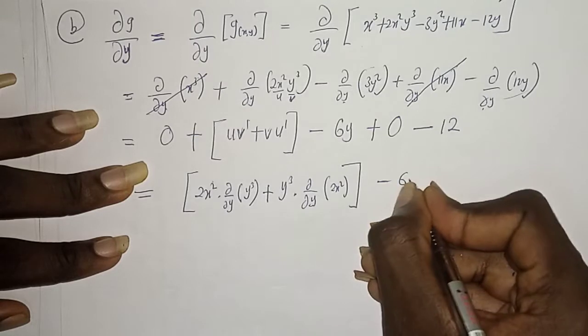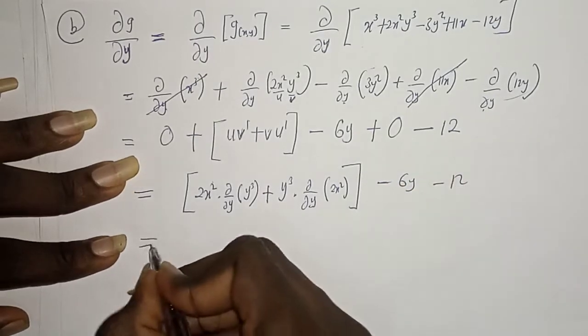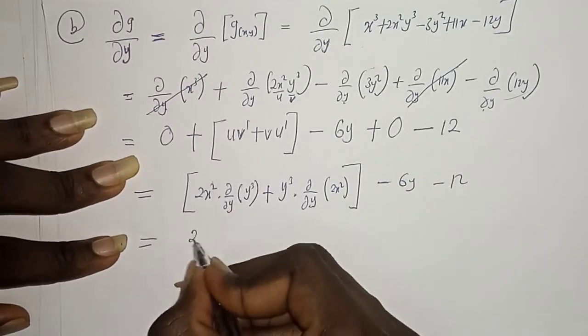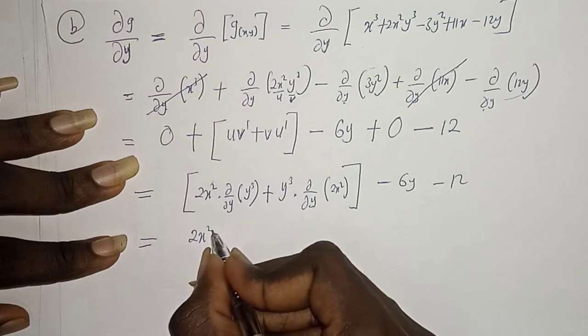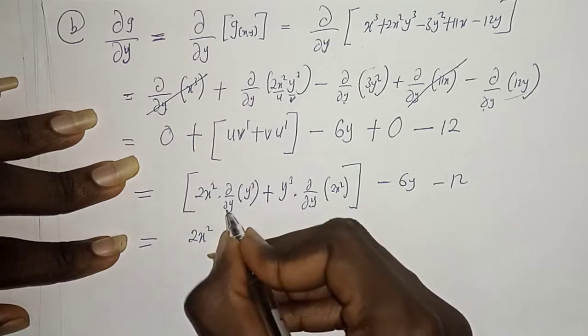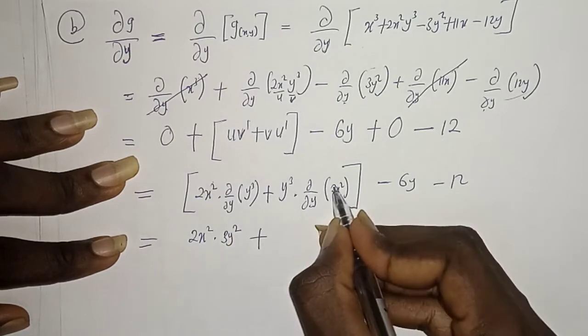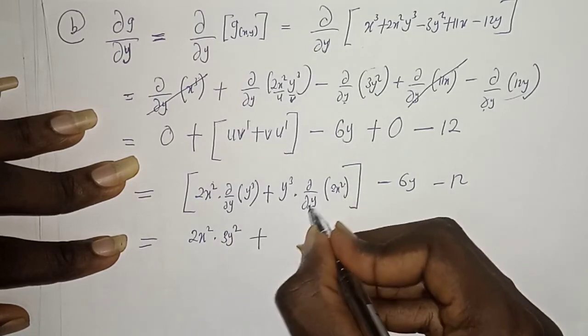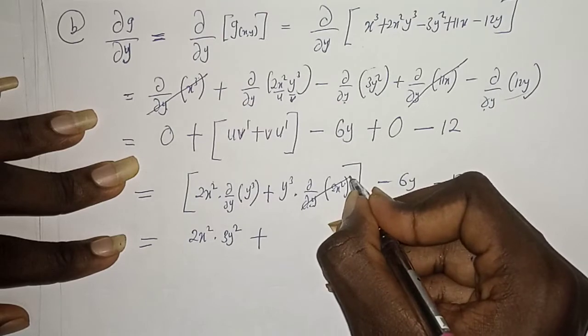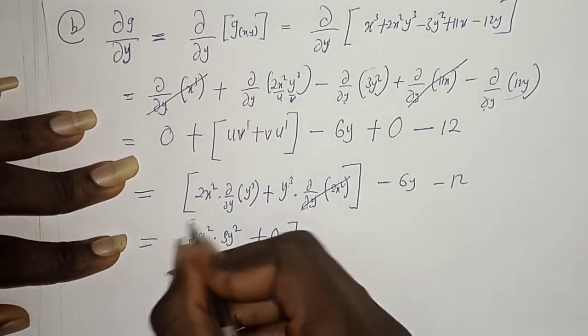So you see how it works. 6y minus 12. Now here in this case, I will end up having 2x squared, differentiate y cubed partially with respect to y. So it's possible. That will be 3y squared. Plus differentiate 2x squared partially with respect to y is not possible. That will end up giving us 0. 0 times y cubed will end up having 0. So this is how it works.